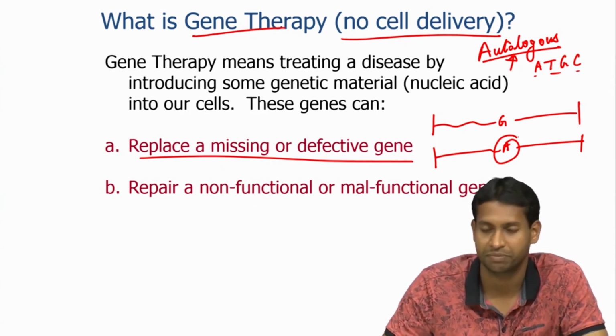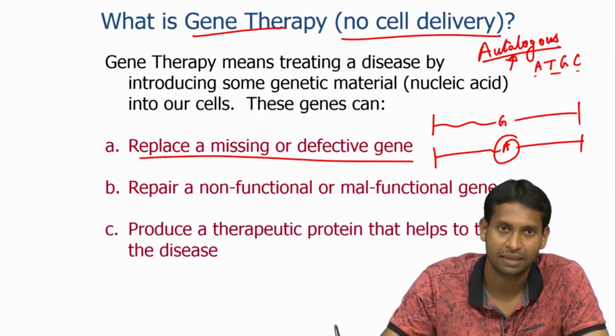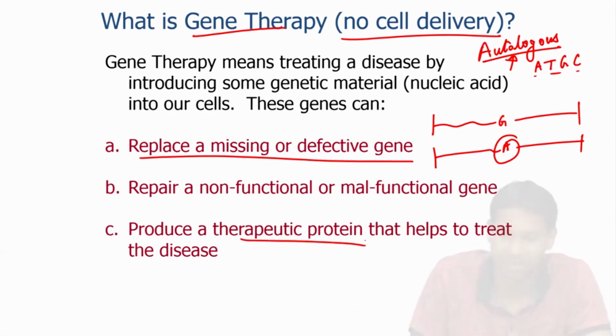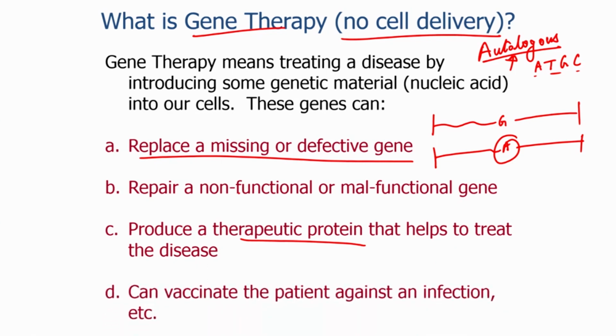And then the other case is where we produce the therapeutic protein that helps to treat the disease. So do one of these two things: produce this protein which will help in treatment of the disease, and they can also be used to vaccinate the patient against an infection, and I will come to that in a moment, but let us process this information that I have just given you one by one.